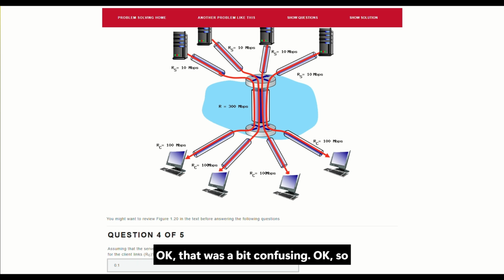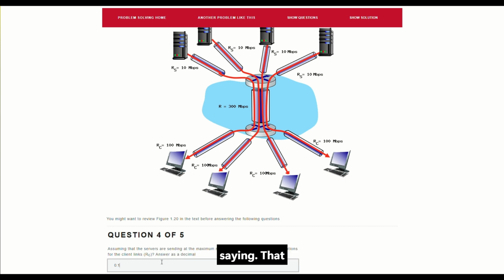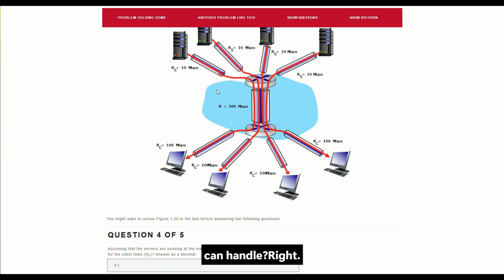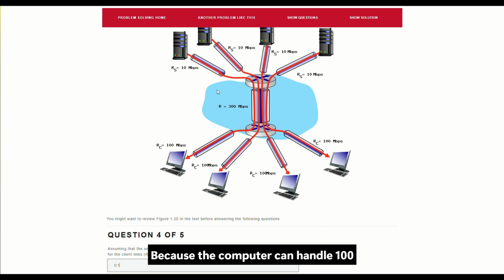Okay, no, that was a bit confusing. So this question is basically saying, from the computer's side, how much am I actually taking compared to how much I can handle, right? Because the computer can handle 100 megabits per second, and the server is sending only 10.